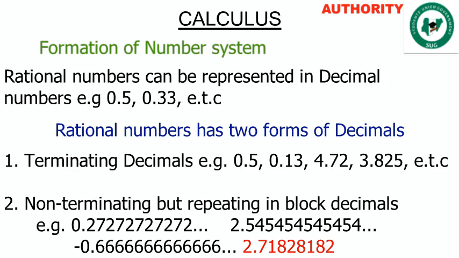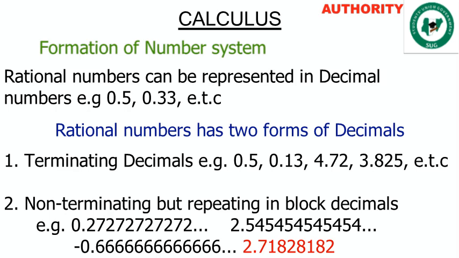We have minus 0.666666666 continuously. So what we are saying here is this. Rational numbers have two forms of decimals. Number one form is terminating. It terminates. It's not continuous. And then number two is continuous but repeating in blocks. And then I told you what repeating in blocks simply means. You understand? The numbers are repeating themselves.